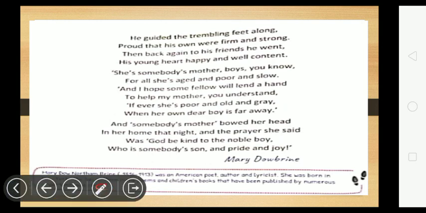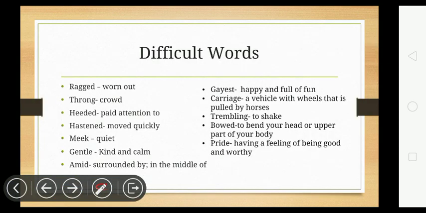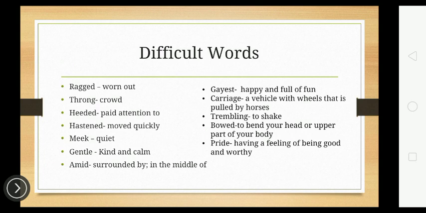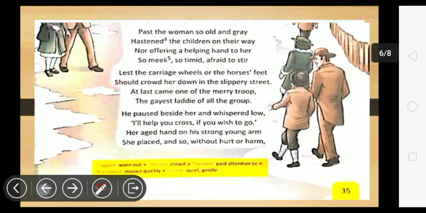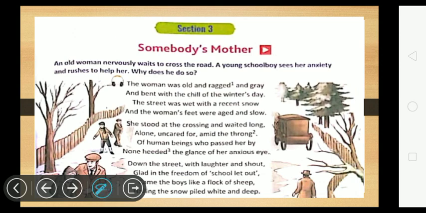Now let's take some difficult words. Ragged means worn out. Throng, crowd. Heeded, paid attention to. Meek means quiet, gentle, kind and calm. Amid, surrounded by or in the middle of. Gazed, happy and full of fun. Carriage, a vehicle with wheels that is pulled by horses. Here we can see a picture of a carriage. This means a vehicle that is pulled with the help of horses.